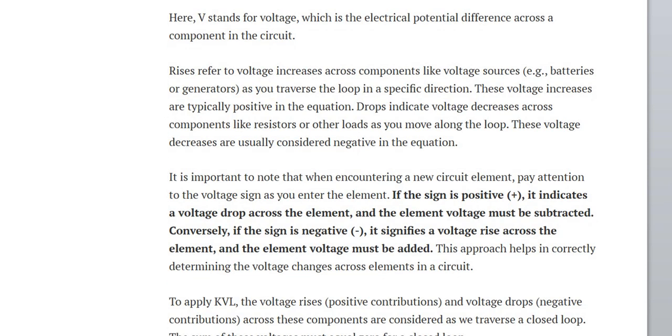It is important to note that when encountering a new circuit element, if the sign is positive, it indicates a voltage drop across the element, and the element voltage must be subtracted. Conversely, if the sign is negative, it indicates a voltage rise across the element, and the element voltage must be added. This approach helps in correctly determining the voltage changes across elements in a circuit.